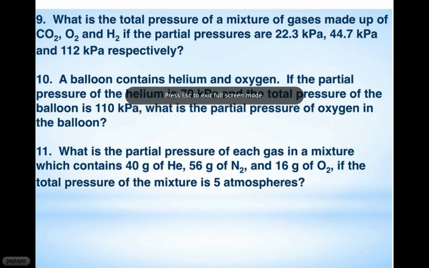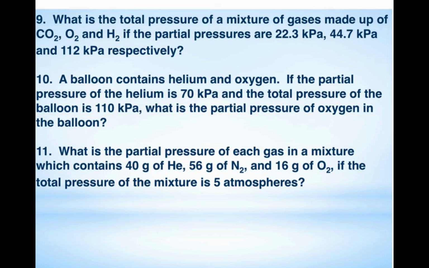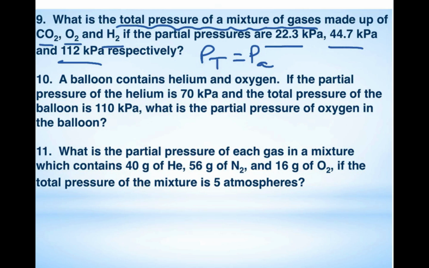Let's now consider these problems involving Dalton's law of partial pressure. What is the total pressure of a mixture of gases made up of carbon dioxide, oxygen, and hydrogen if the partial pressures are 22.3, 44.7, and 112 kilopascals respectively? Well, remember, P total is just adding all of the individual partial pressures of a mixture of gases.